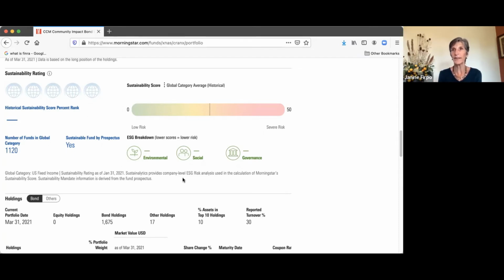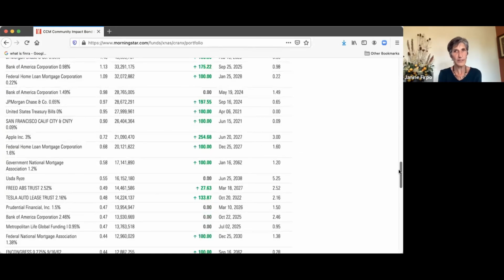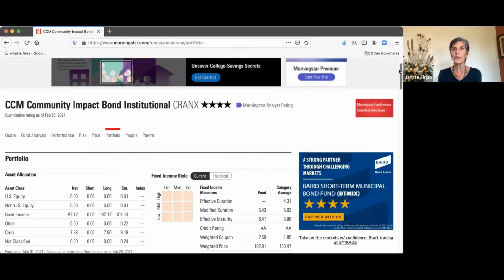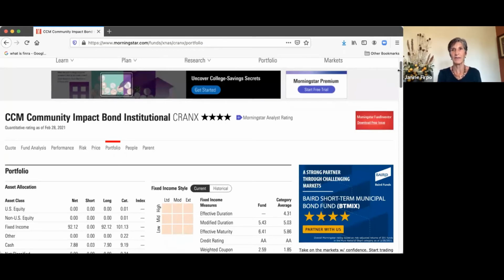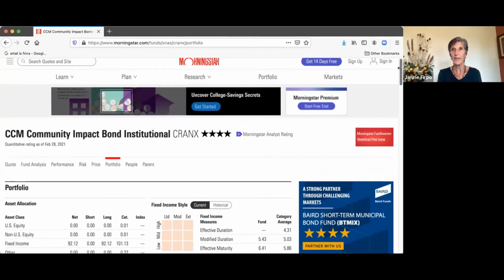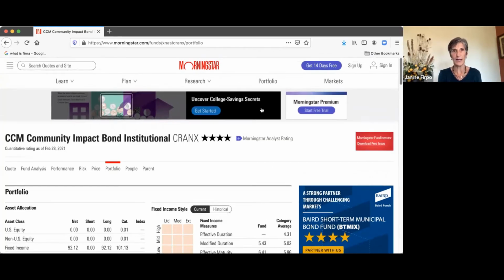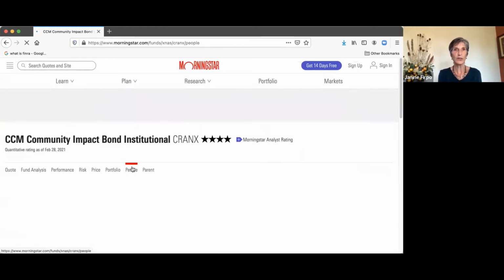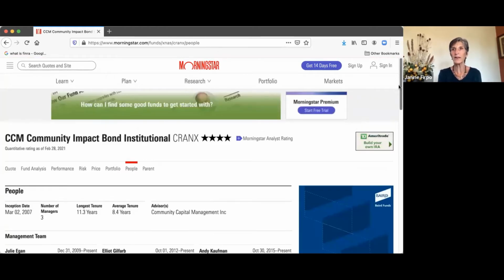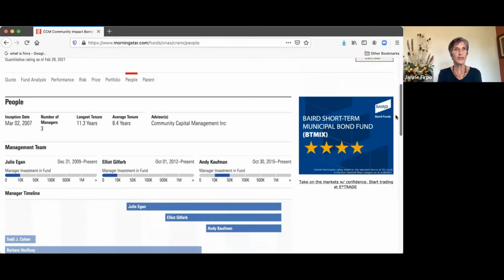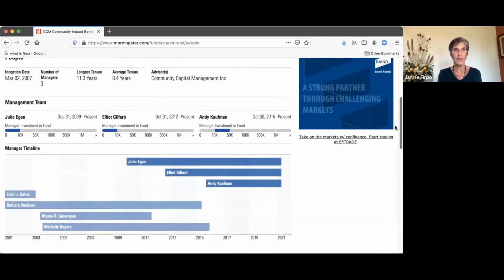But we know that this is defined as a sustainable fund. So we've looked at this information before. As you can see, a ton of information about what is in this fund and what these different kinds of bonds are. When you click on the People tab, then you will learn about who are the managers of this fund. And you will see that currently there are 3 managers. You can see who they are. You can see how long they've been part of the fund.